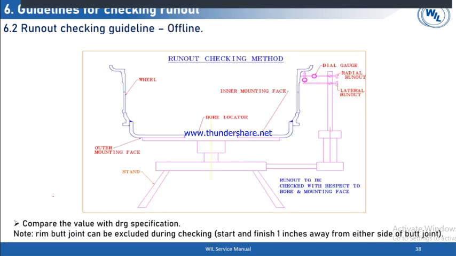Okay. So these are the facilities which we are using in our factory. Each and every wheel rim is checked 100%, and then it is dispatched to VECV. So there are very few chances that the wheel rim has runout issues.